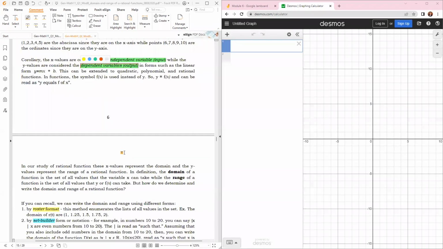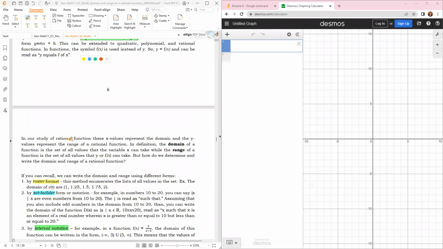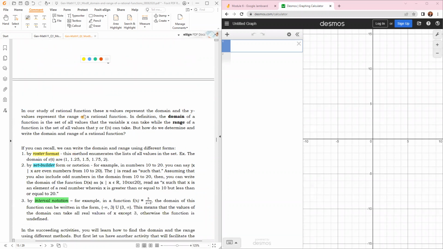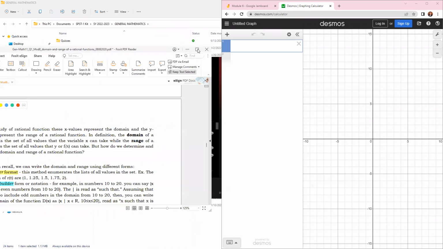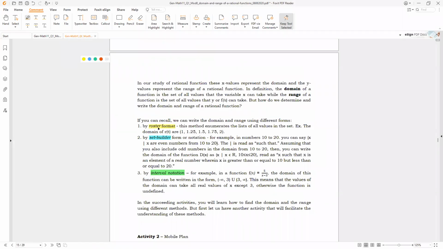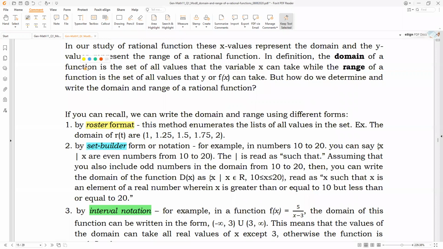Now, in our study of rational functions, the domain and the range, there are also different ways of expressing the domain and range. And now we are going to talk about this here. Okay, so number one that we're going to talk about is the roster format.